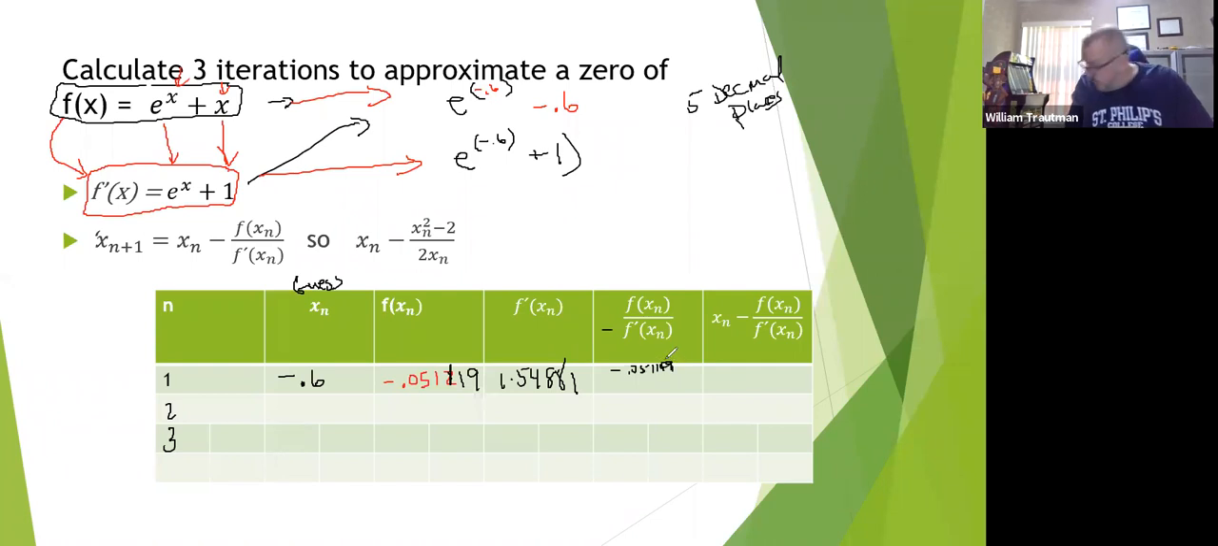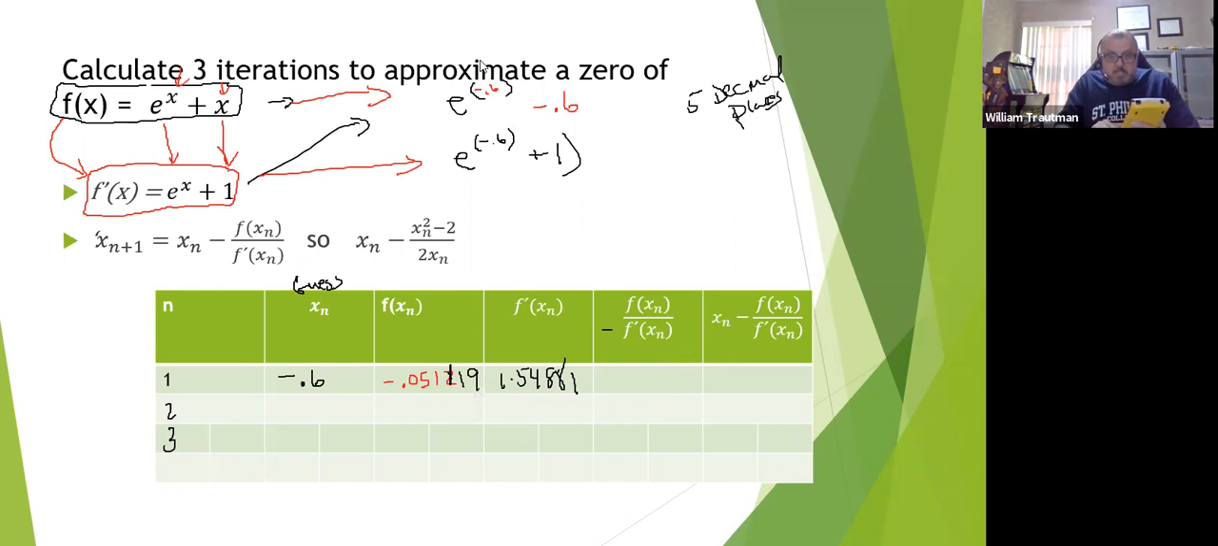I think it's just 5119. Yeah, 2 ones and a 9, divided by 1.54881. So whatever we get when we divide these two, I'm going to erase that, but just to show you, we divided those two.